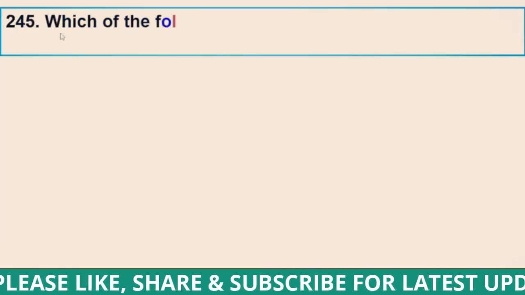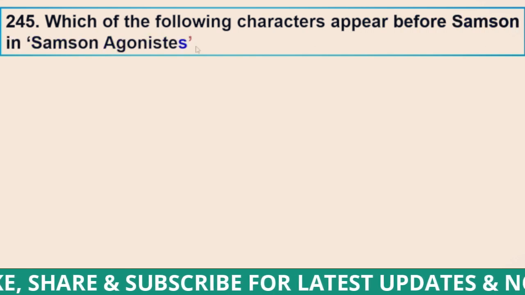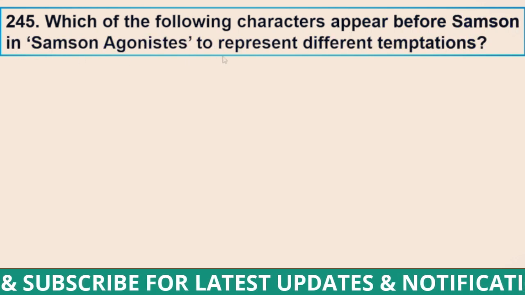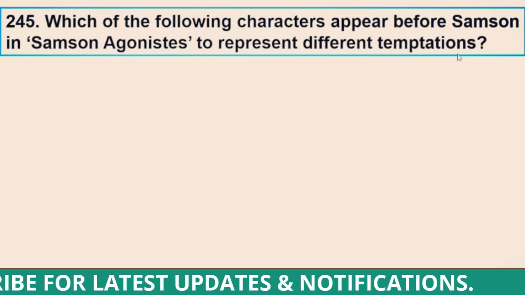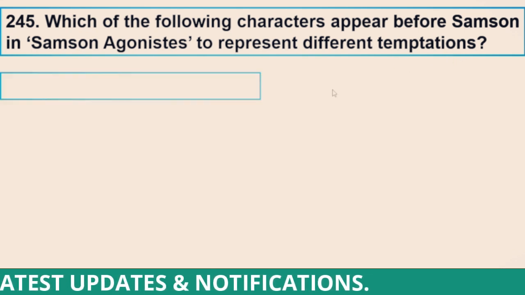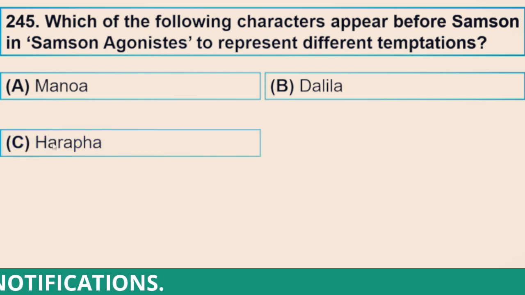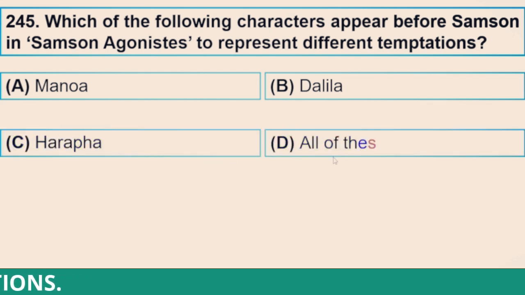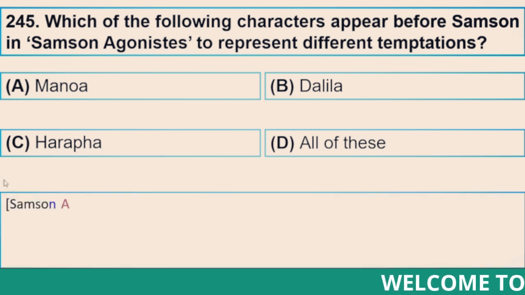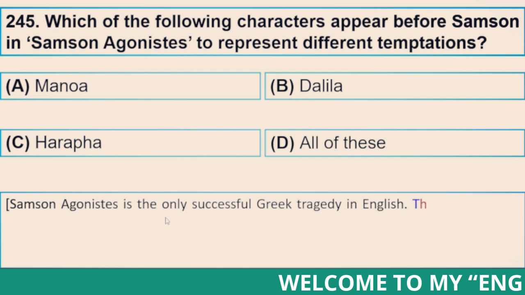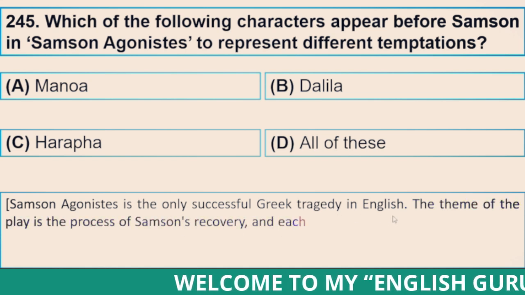Which of the following characters appear before Samson in Samson Agonistes to represent different temptations? Option A, Manoa. Option B, Dalila. Option C, Harapha. And option D, all of these. Let me explain it. Samson Agonistes is the only successful Greek tragedy in English.